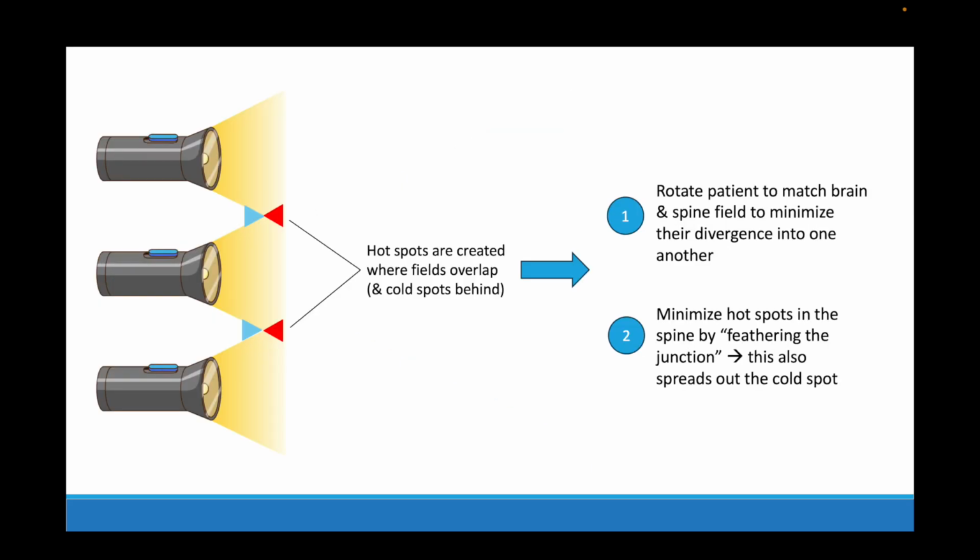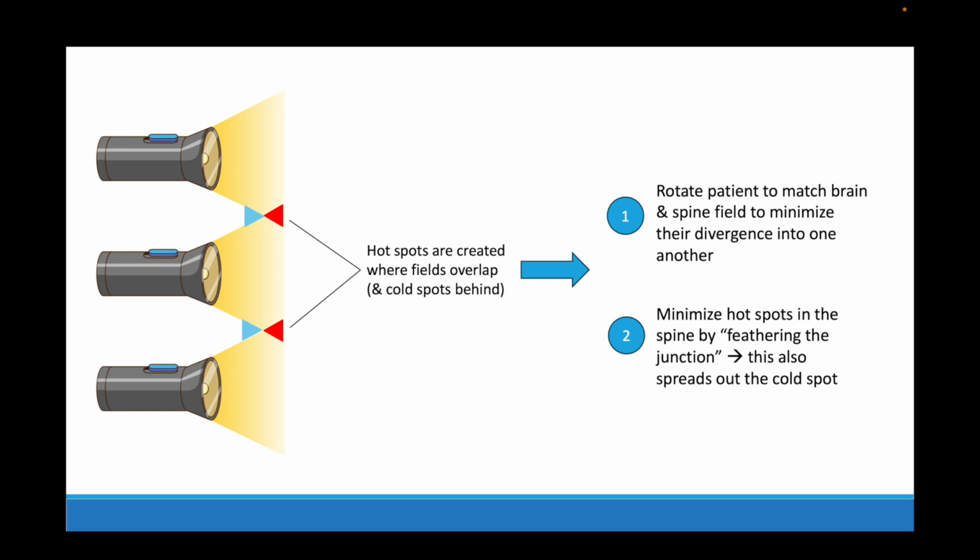When we stack multiple fields on top of each other, we actually get hotspots that are created in the areas where the fields overlap, and we get cold spots located just behind that area of overlap. So that's what I've tried to show with the red and blue triangles here on this slide. We get hot spots where the fields overlap, cold spots just behind. So there are a couple of things that we can do during CSI to try and minimize that overlap and try to mitigate that hot spot.